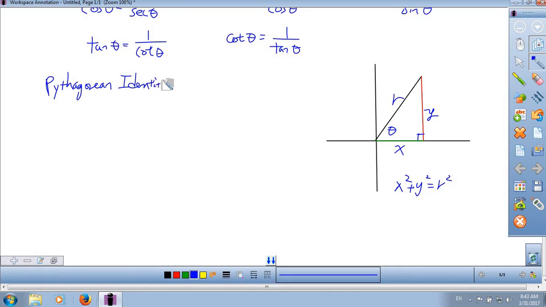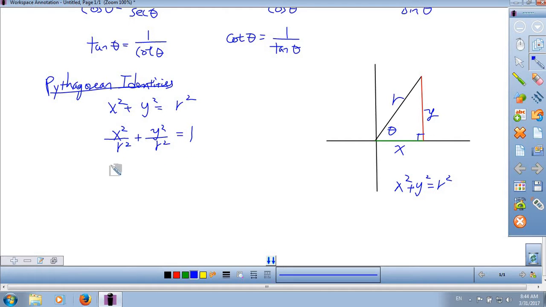But let me show you what happens. So we have x squared plus y squared equal to r squared. So we can divide all three sides by r squared, as long as r is not equal to 0. So that means x squared over r squared plus y squared over r squared equals 1.